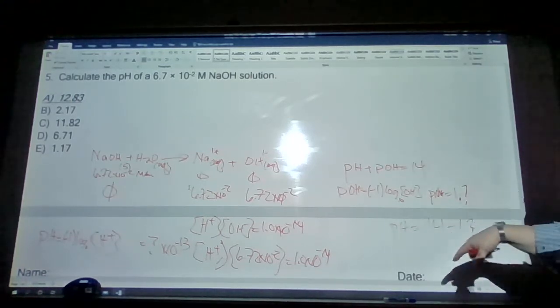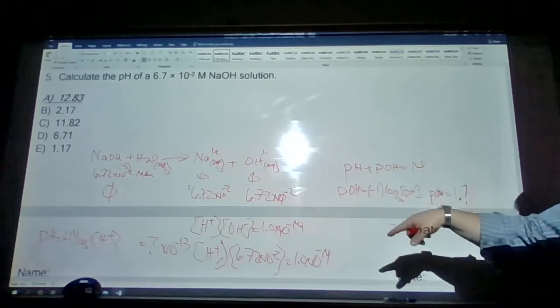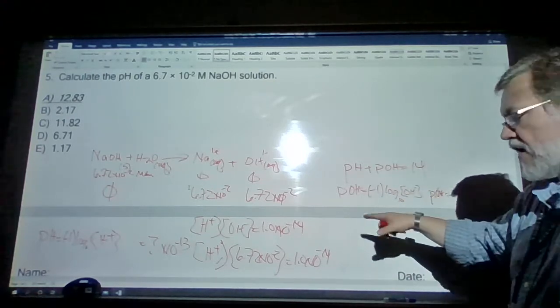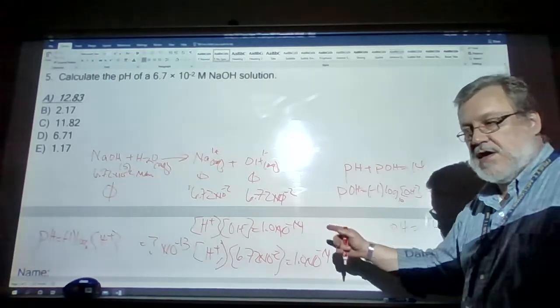So solving either way, you'll get full credit as long as you solve it correctly.